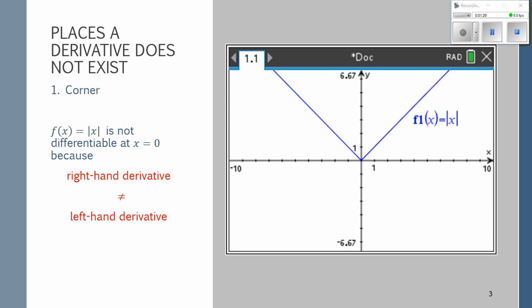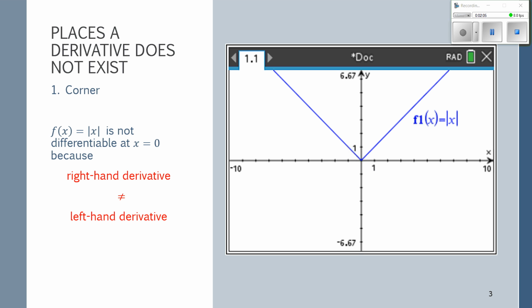Now, rather than talking about where a derivative exists, it's actually easier to talk about where a derivative does not exist. A derivative does not exist at 4 places in a graph. One place is at a corner. So the absolute value of x is a great example of this. From the last section, we had linear piecewise functions that had corners on them. And we looked and saw the left-hand derivative and the right-hand derivative aren't the same where there's a corner. So wherever there's a corner in a graph, there is not going to be a derivative. The slope doesn't exist there.